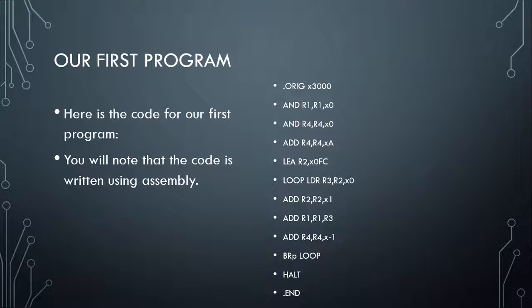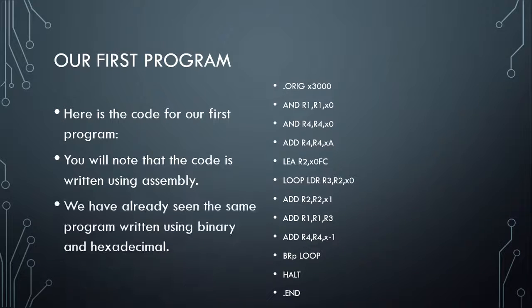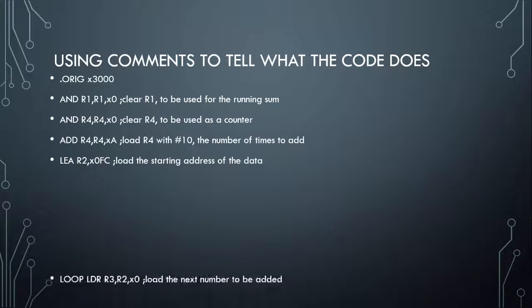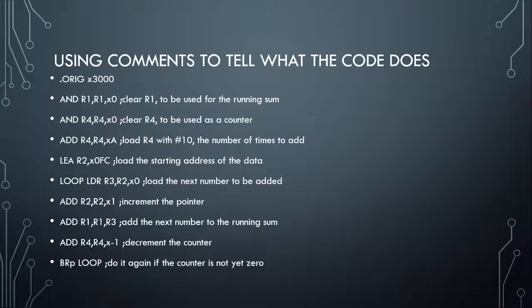This is assembly, or well, this is an assembly language for the LC3. Different assembly languages would have different structures. This is the one for the LC3. And of course, we've already seen this exact same program written using binary and hex. Just as before, let's look at that with comments on it to see what that looks like.